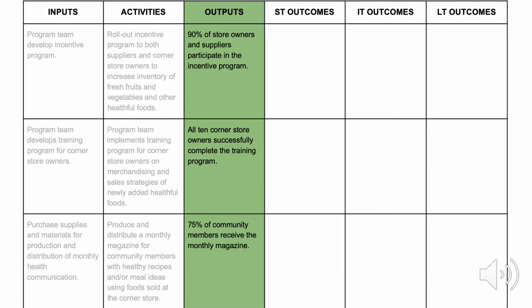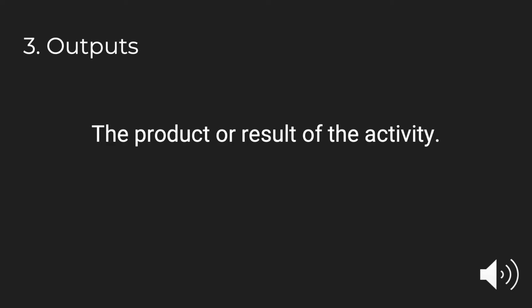The third column are the program or activity outputs. Outputs are the product or result of the activity. This section establishes context for the short-term, intermediate-term, and long-term outcomes that follow, and is often defined by things like participation or reach.